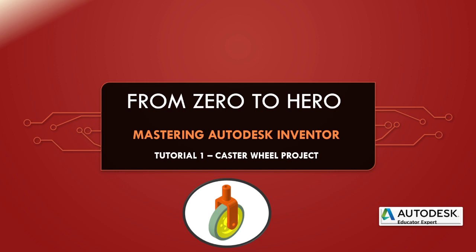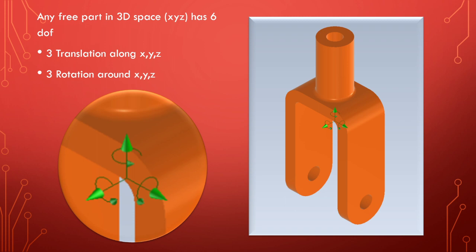We are in tutorial 1, caster wheel project, and in this video we'll discuss assembly constraints and degrees of freedom. Any free part in space, in X, Y, and Z 3D space, has 6 degrees of freedom: 3 translations along X, Y, and Z, and 3 rotations around X, around Y, and around Z.